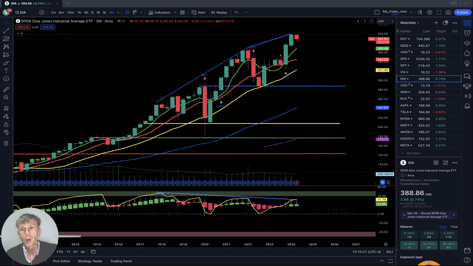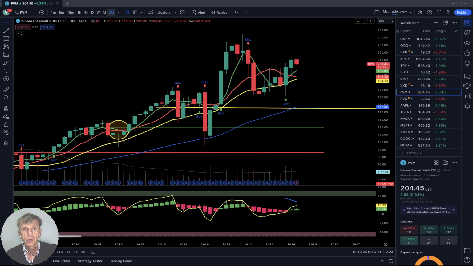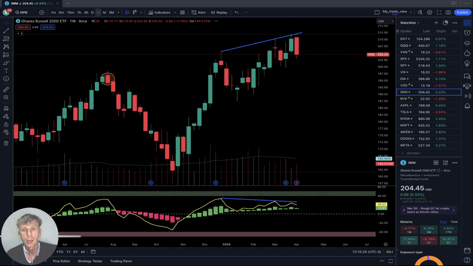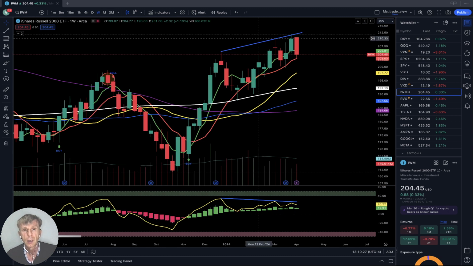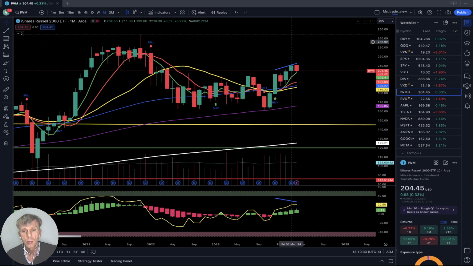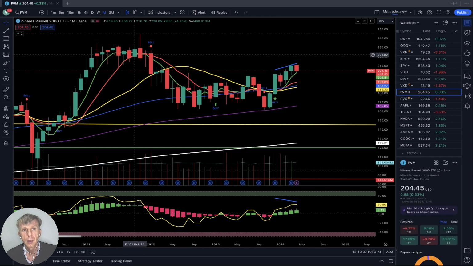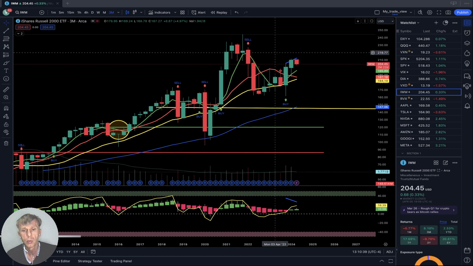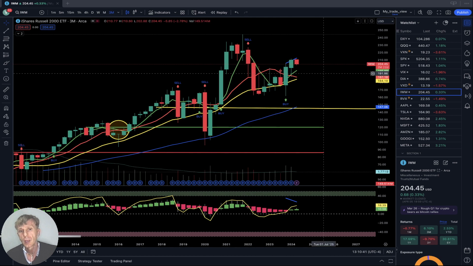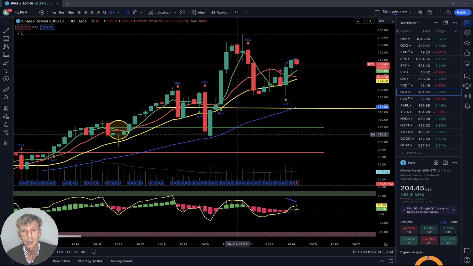Now let's move to IWM, Russell 2000. Russell 2000 weekly, bullish trend, bearish divergence on RSI. Monthly, same bullish trend. No divergences. Quarterly, same bullish trend. And expected support lines below.